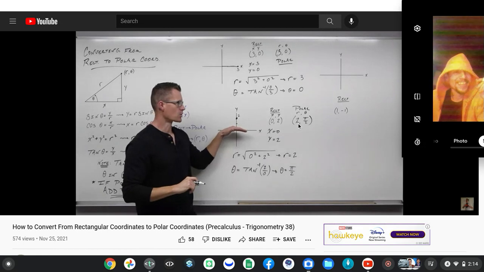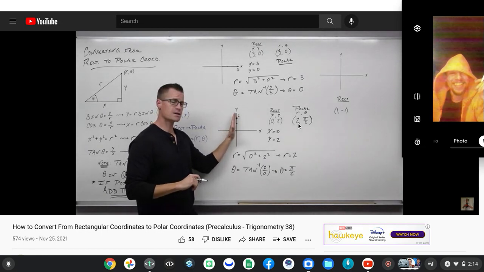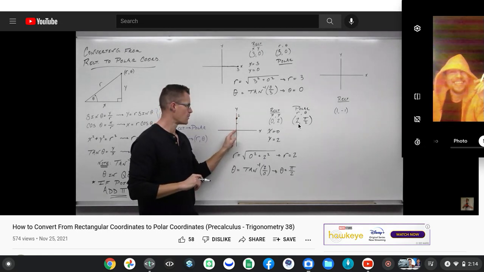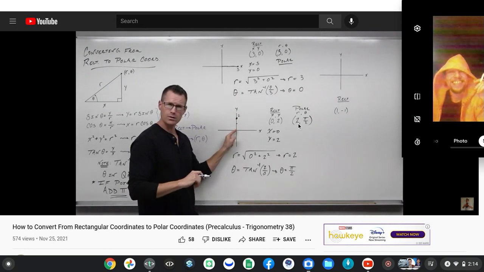Where this point is in polar coordinates. If I went pi over 2, that's saying this is where I'm at, go from the pole up to or along this angle.